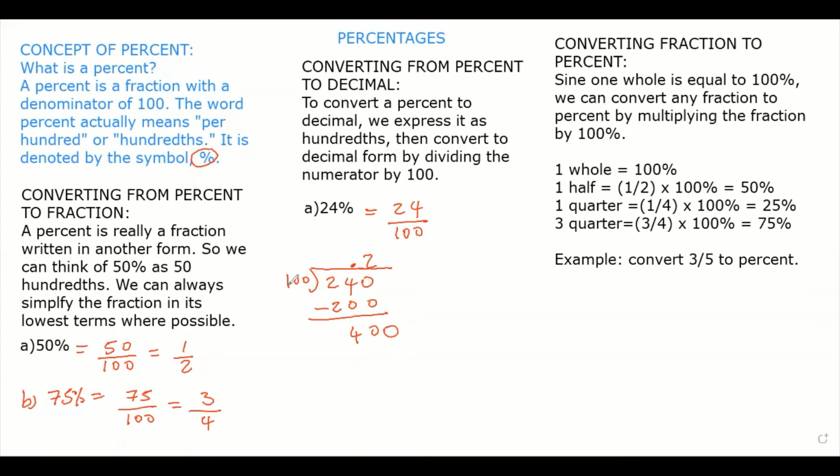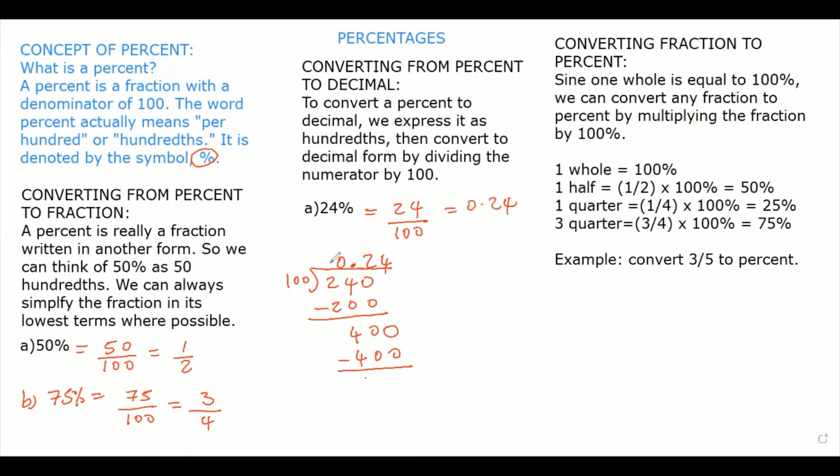Then ask myself, how many groups of 100 can I get out of 400? That would be 4. Then I need to take the 4 to multiply 100, which gives me 400, and then subtract. So 400 minus 400 leaves me with nothing. So my answer is 0.25. Sorry, 0.24. And you can put a 0 in front. So what am I saying? When you convert 24% to decimal, that would give you 0.24.